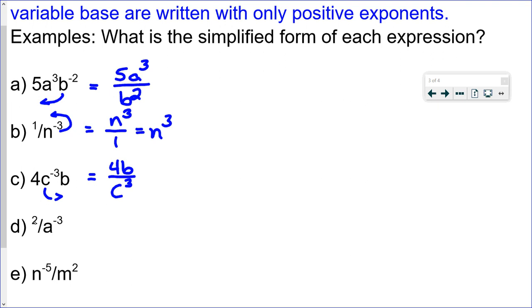All right, so in this one I have a 2 in the numerator. That's fine. And a to the negative third in the denominator, so I'm going to move this up to the numerator. So I would have 2a to the positive 3 over 1, which is the same thing as just 2 times a to the third.